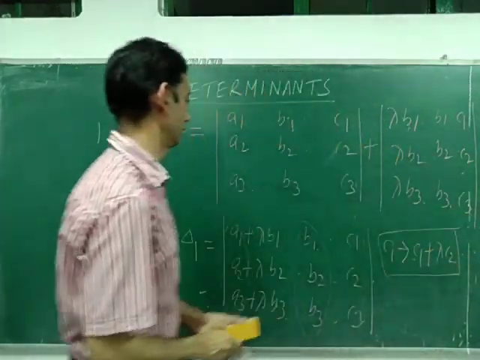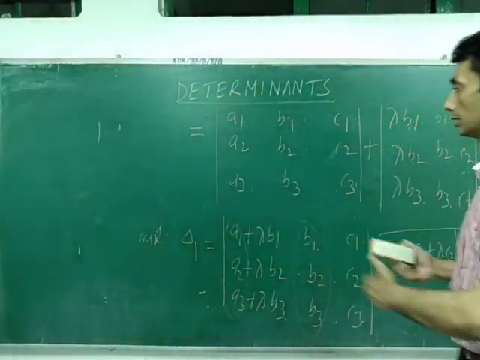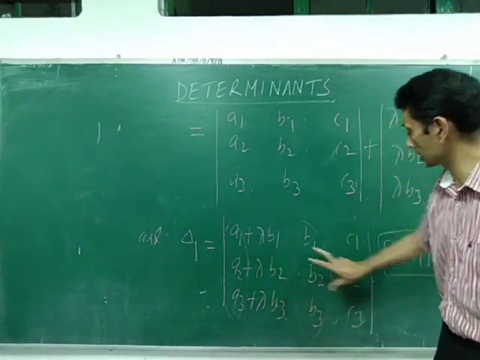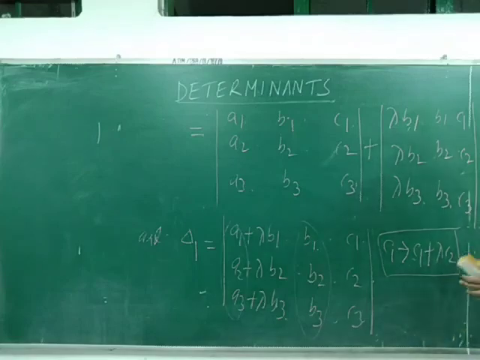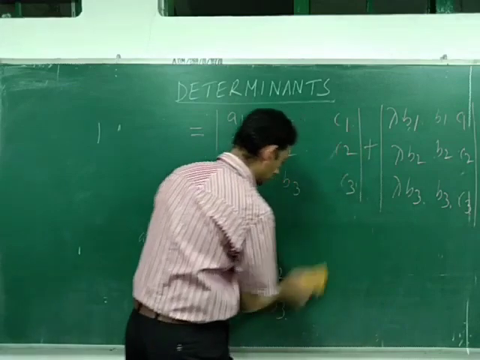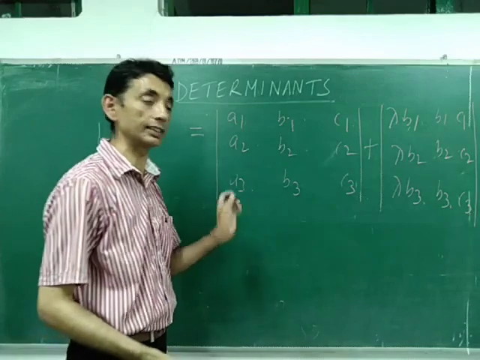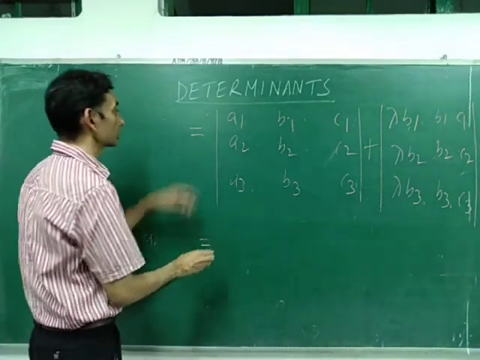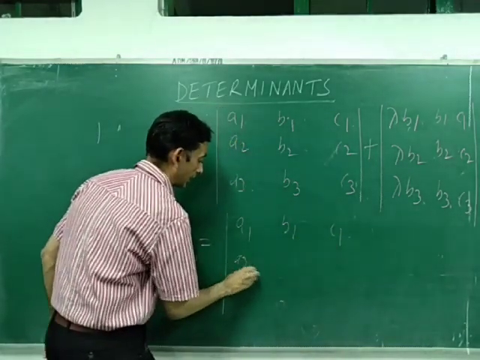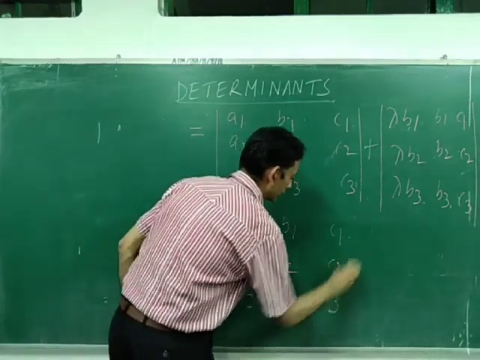To write these two determinants, we have used the property we just discussed: if a column is expressed as a sum of two numbers, then the determinant is expressible as a sum of two determinants. Now, what is our objective? We want to prove that the sum of these two determinants is exactly the same as delta. The first one we write as it is: A1, B1, C1, A2, B2, C2, A3, B3, C3.